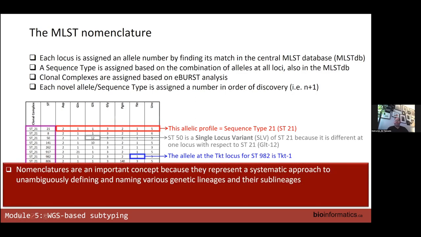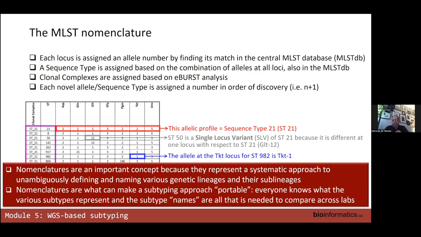But this also illustrates one of the first efforts to develop a nomenclature. And nomenclatures are really, really important because they represent a way of telling the world, this is what I've got, and everybody understands what that means. Without me having to share the sequence data, I can tell you I have an ST21 isolate, and we already know what we're talking about. People describe this as a portable approach. MLST was the first portable approach to typing because it was sequence based. Everybody knows what the different STs meant, and all that you need is to know the name.